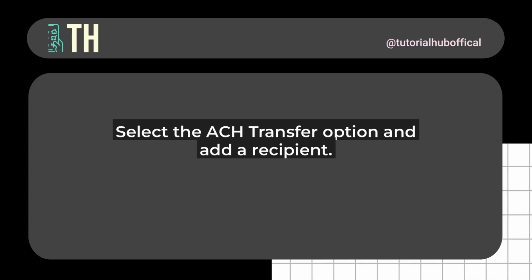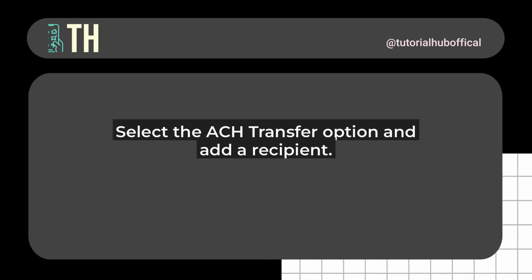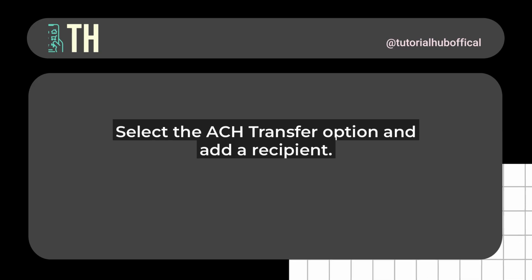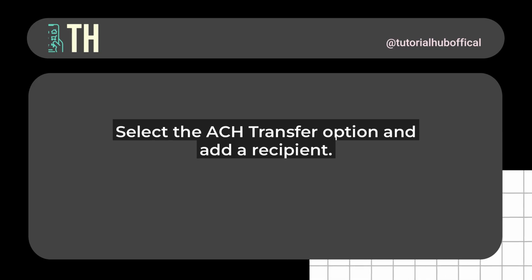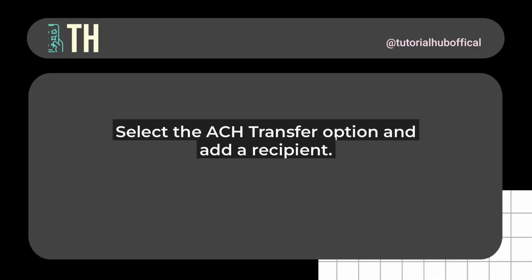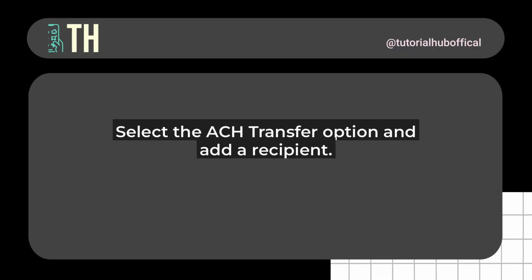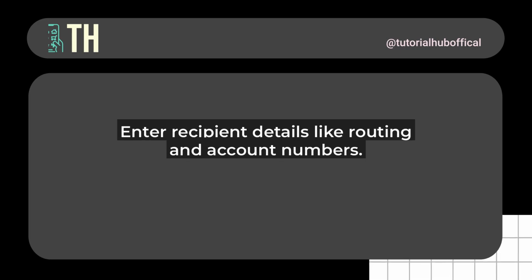Step 1. Select ACH Transfer or External Transfer from the menu. You'll be prompted to add a recipient if it's your first time. Enter their bank details, like the routing number and account number. Double-check these to avoid any hiccups. Step 2. Choose the amount you want to send and add a memo if needed, like rent payment, for clarity.